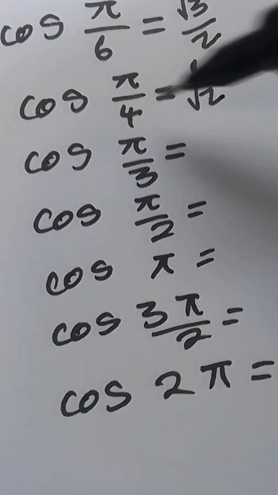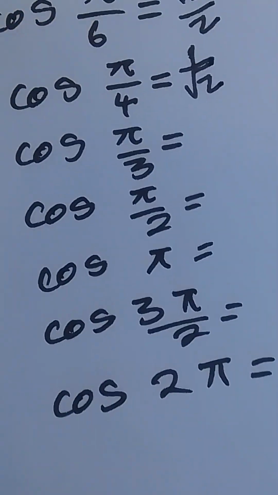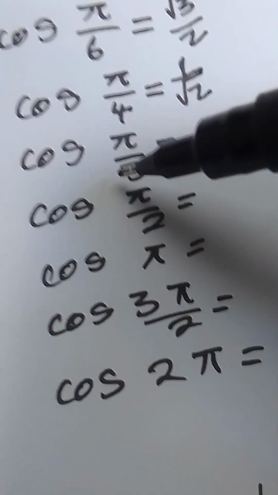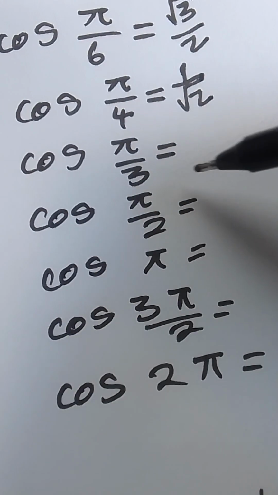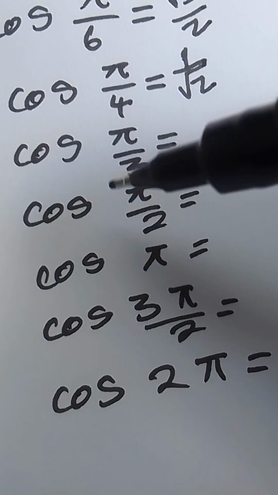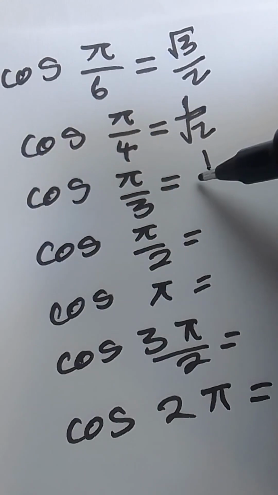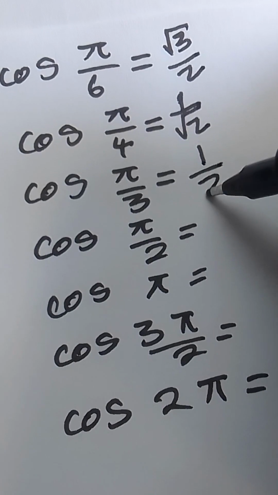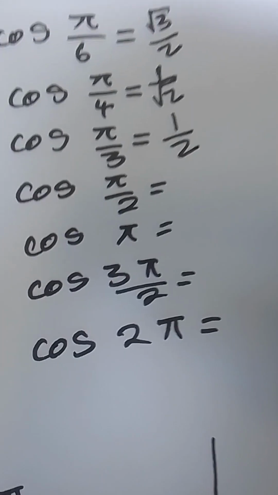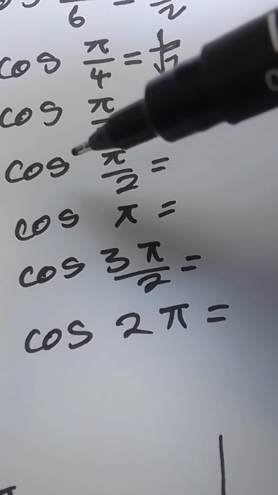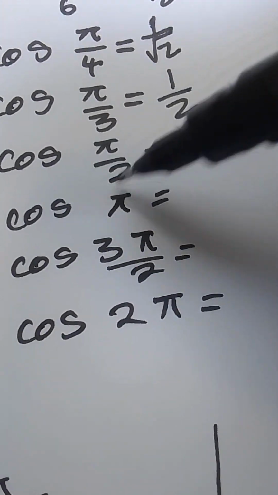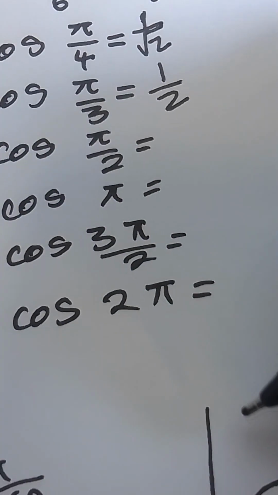And then we have cos pi by 3. This is the larger angle, so the adjacent side has to be the shorter side. That's 1 divided by 2. This is cos pi by 2. I get this from the graph, so we are going to do this later.